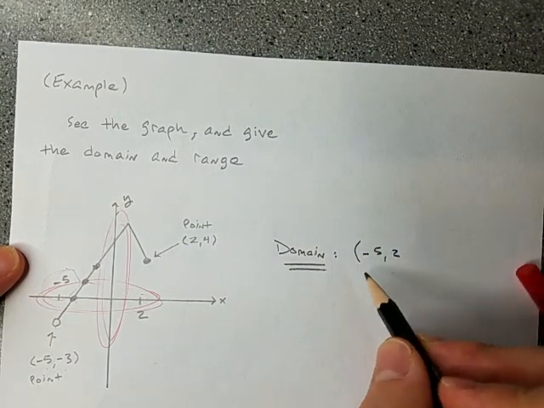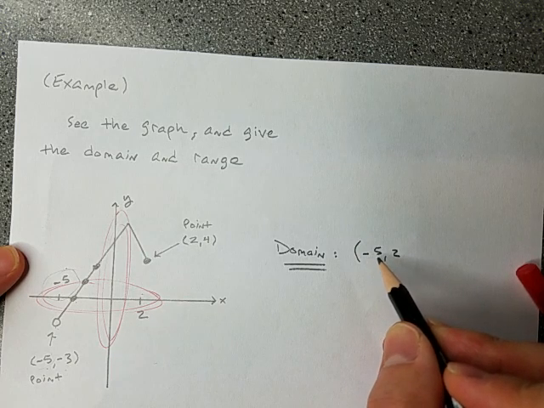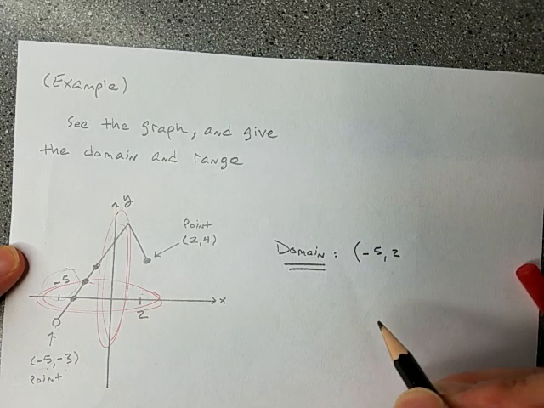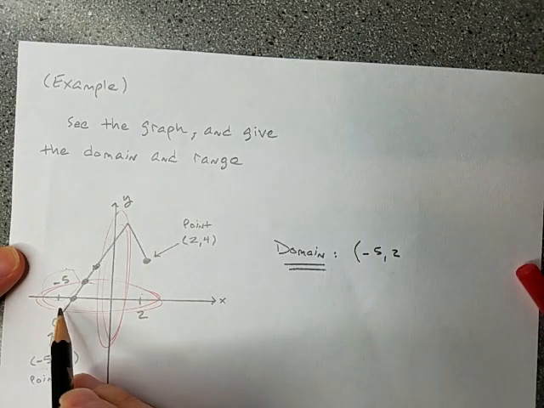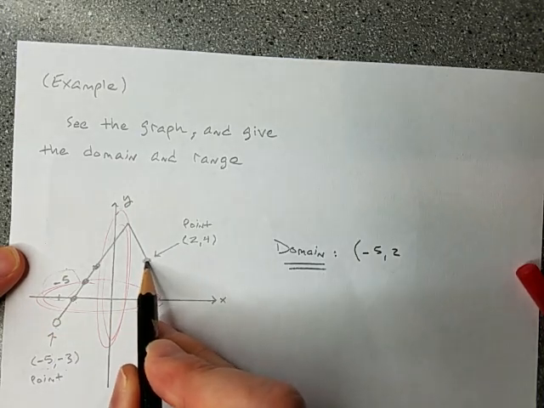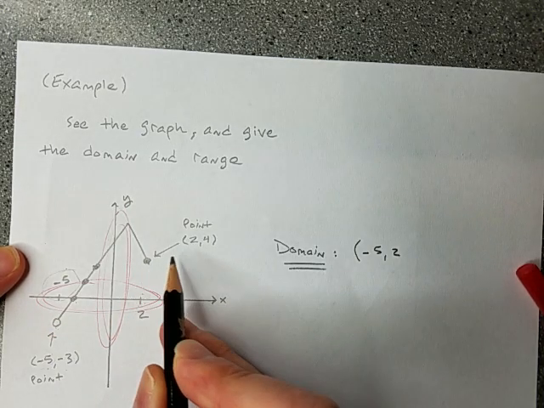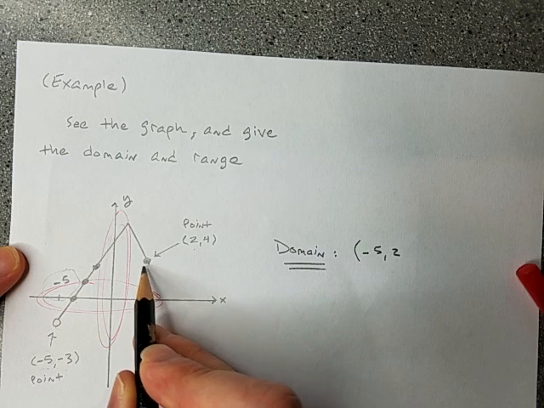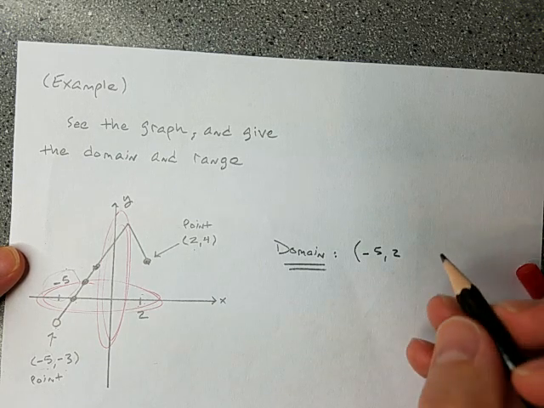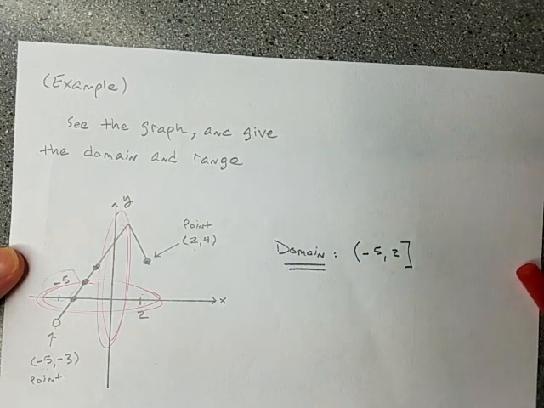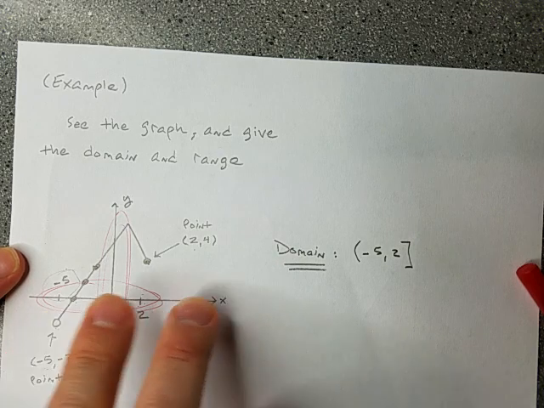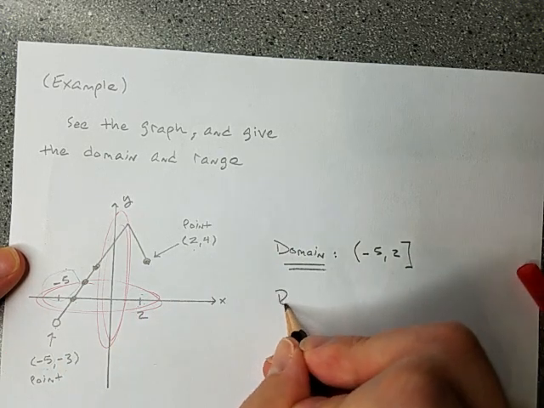Remember, parentheses say I'm not including this number in my statement. What about 2? We go to 2, right? But is there actually a point right there where x is 2? Yes, it's filled in, it's closed, it's there, so we want a bracket. So there's our domain. First we see it, and then we write it. What about the range?